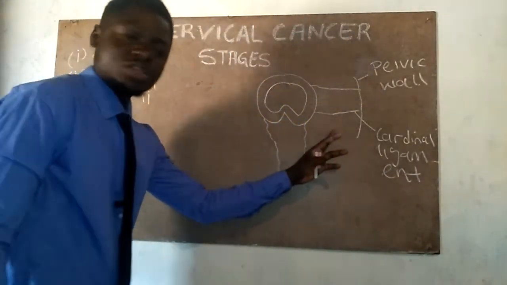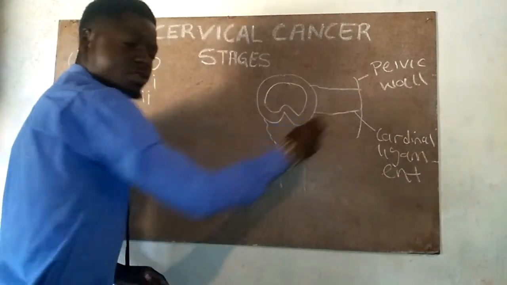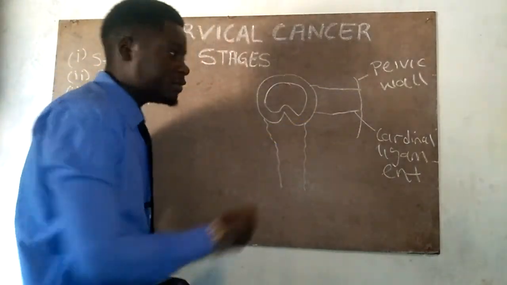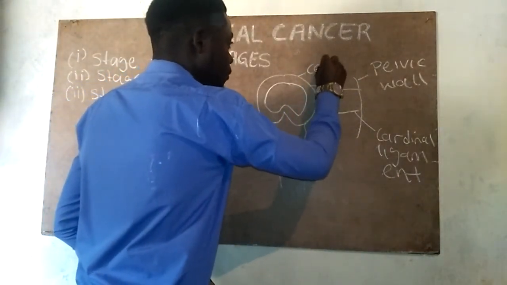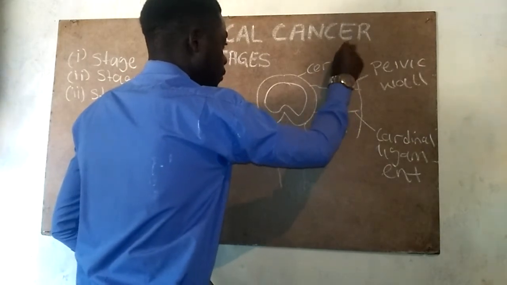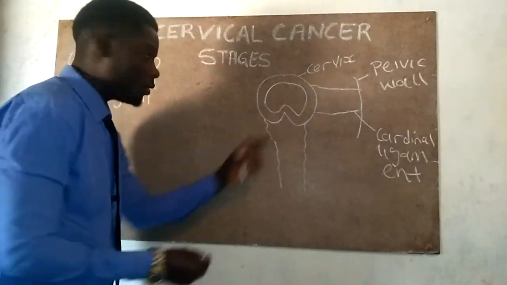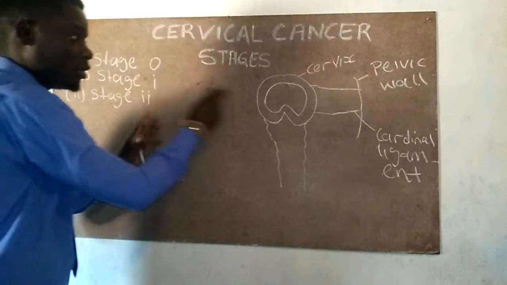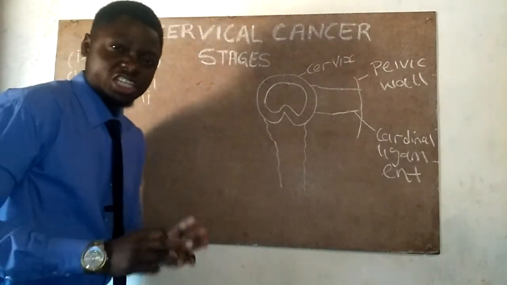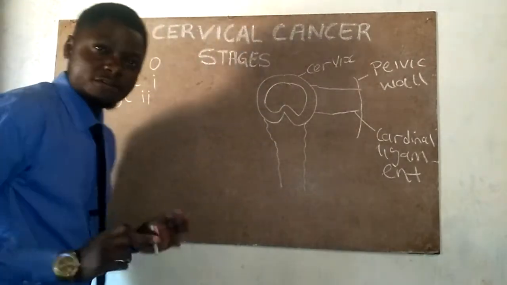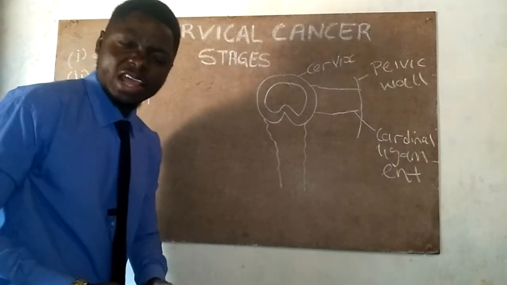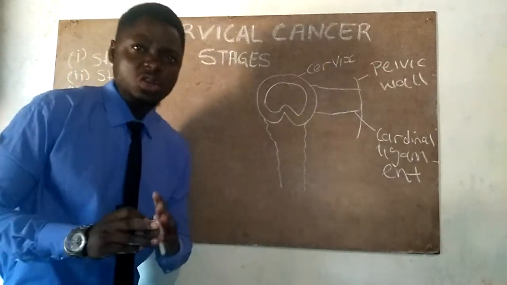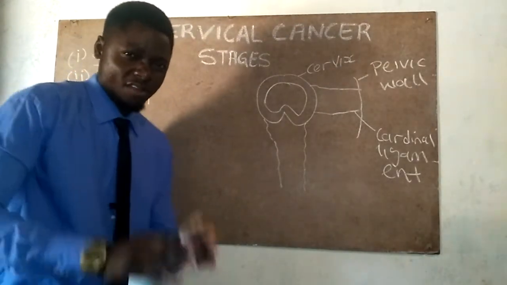And these are the ligaments which are attaching the cervix to the lateral walls of the pelvis. We have talked about stage 1 already. Stage 0, still here, not yet invasive. Stage 1, invasion has started. Stage 1A, there are no lesions. Stage 1B, there are lesions.